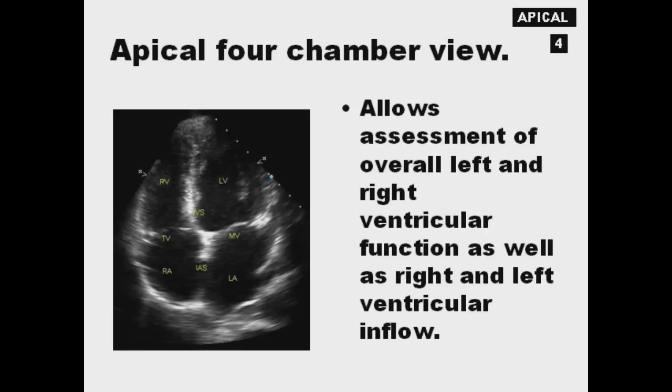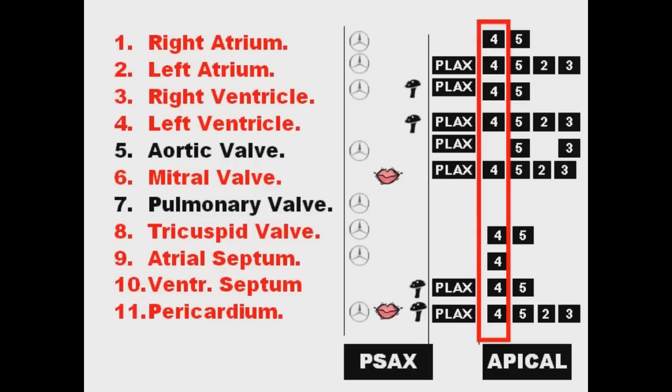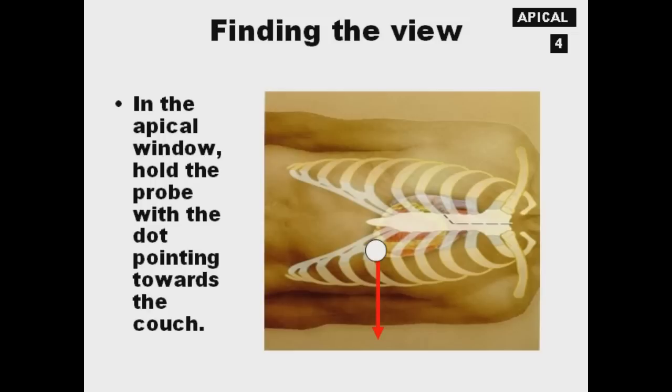The apical 4 chambers view is one of the best views in echocardiography. This view provides the study of the heart with a lot of anatomical and physiological information, and is an essential part of any ultrasound heart protocol. Only the aortic valve and the pulmonary valve of the cardiac structures in the table are not seen in the 4 chambers view. The orientation mark of the transducer must point to the couch.